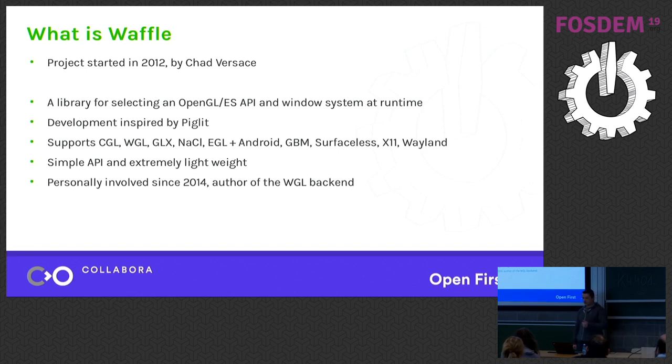Development was inspired by Piglit. As of today, it supports quite a few windowing system APIs, as listed there. We have CGL, which is the Cocoa or Apple GL, WGL, which is the Windows integration, and GLX, which is the integration with the X windowing system. I'm not sure how many of you know about this next one: it is the native client for Chromium. On top of that, we have EGL with all the varying platforms you can see in there: Android, GBM, Surfaceless, Wayland, X11.